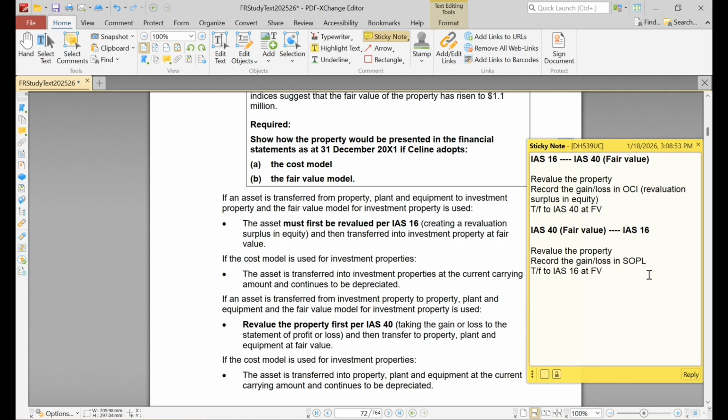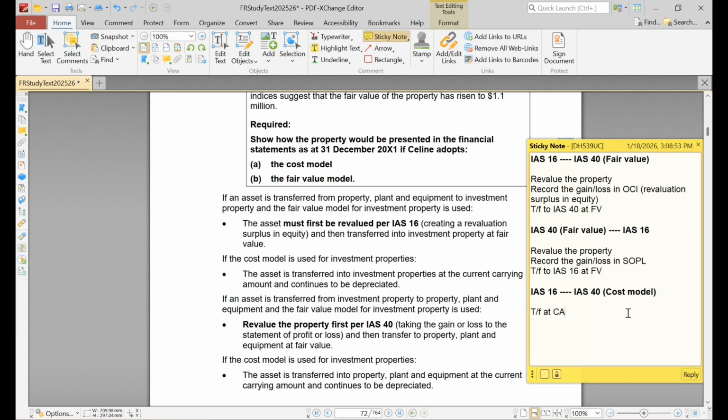Now this was the case if the property was measured using fair value, but if it's measured using the cost model, then that's very simple. You would just transfer the property from IAS 16 to IAS 40 at its carrying amount. Okay, transfer at carrying amount. There is no complex treatment here, just transfer it at carrying amount.